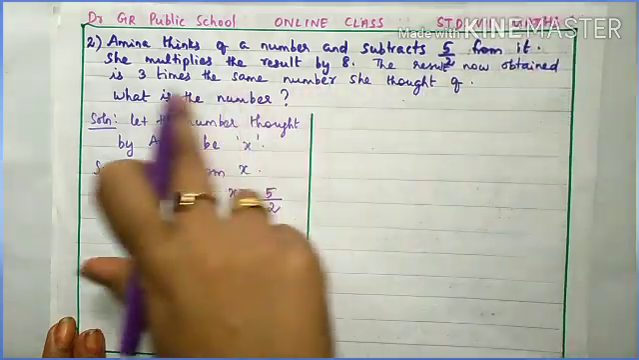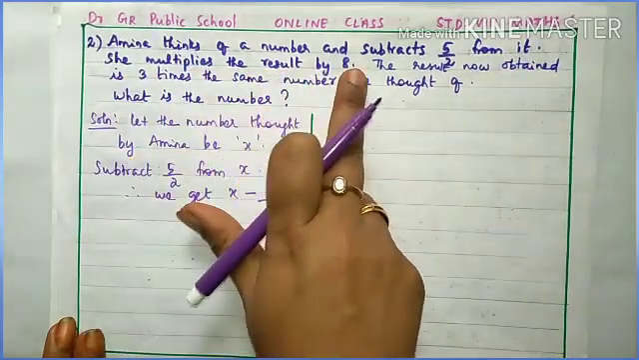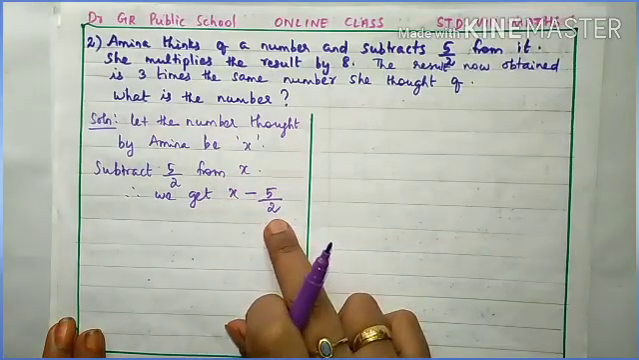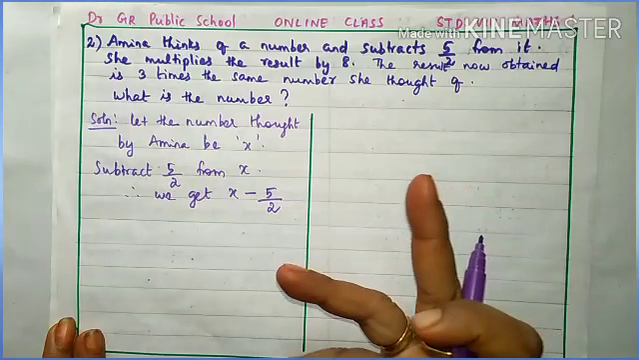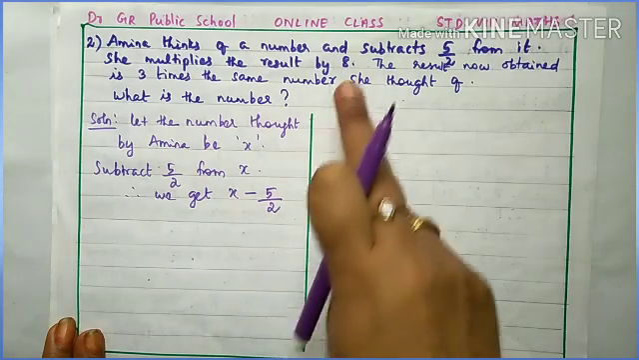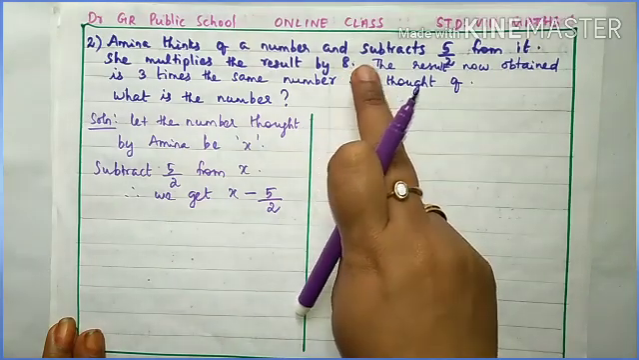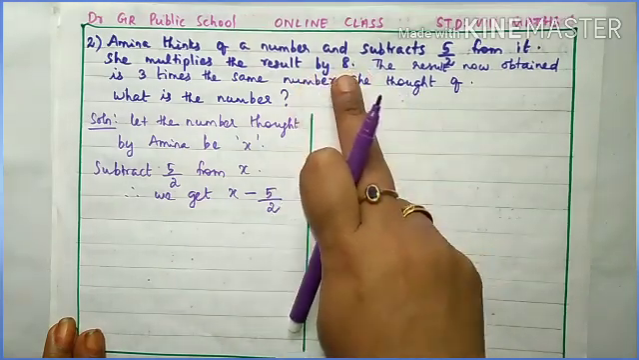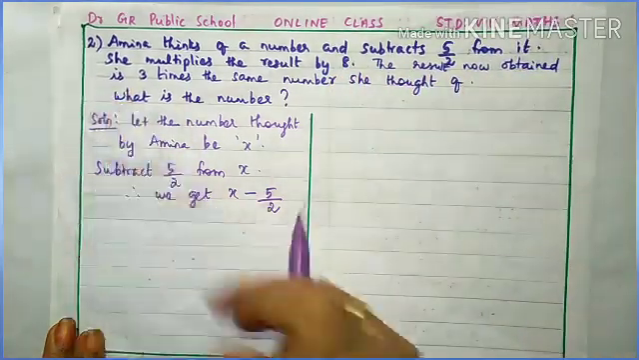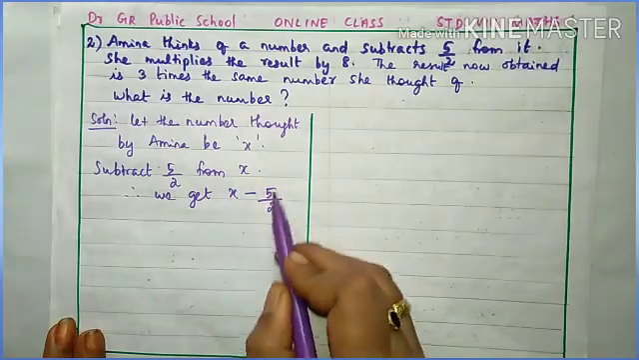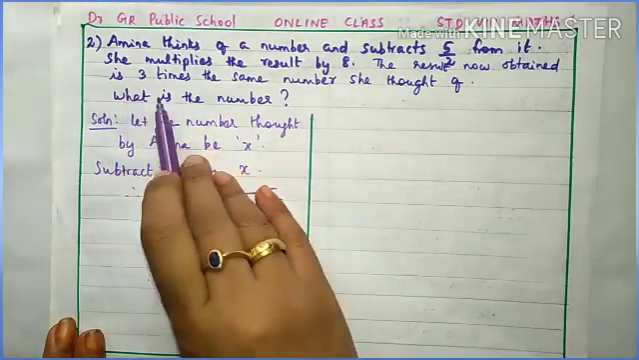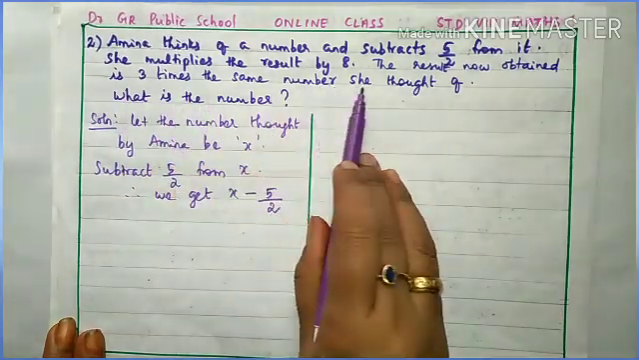Now what is given, children? She multiplies the result by 8. That is, this result, after subtracting 5 by 2 from x, we don't know what the answer is. So we are taking this as the result. So this result is again multiplied by 8. Okay. And when we multiply this result by 8, what answer we are getting is 3 times the same number she thought of.